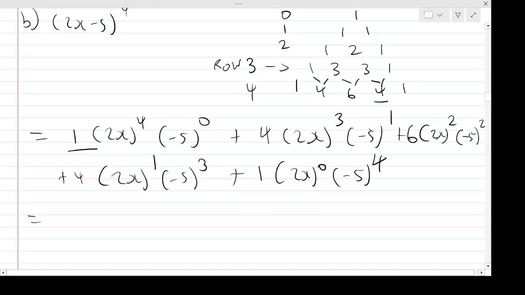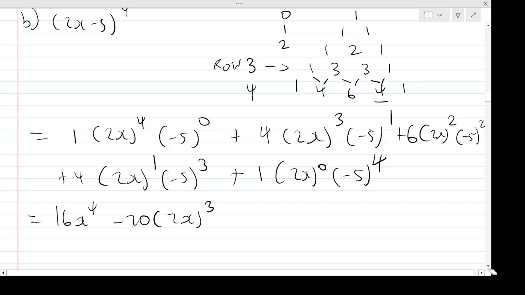So here, the first term, well, minus 5 to the 0 is just 1. So effectively, we just got 2x to the 4. 2 to the 4 is 16, so 16x to the 4. Then for the next term here, we have 2x cubed minus 5. So firstly, minus 5 times 4 is minus 20. So minus 20 lots of 2x cubed. We'll expand that in a minute. I try not to do everything at once. Well, you can do, but for now, we'll do it one by one.